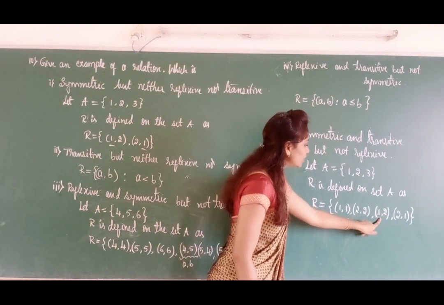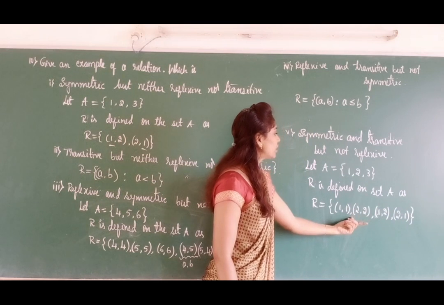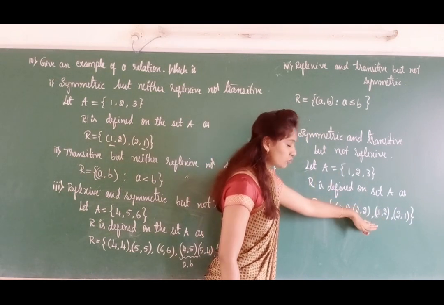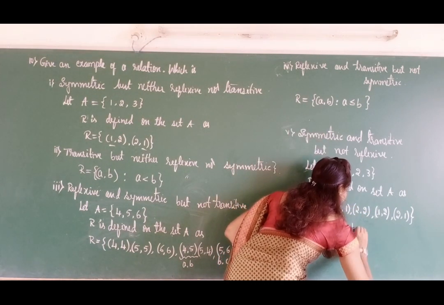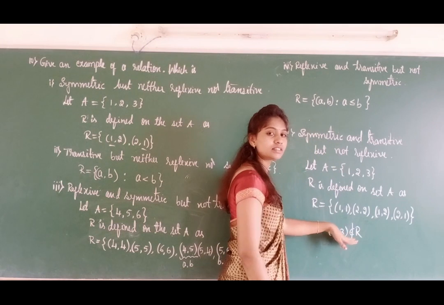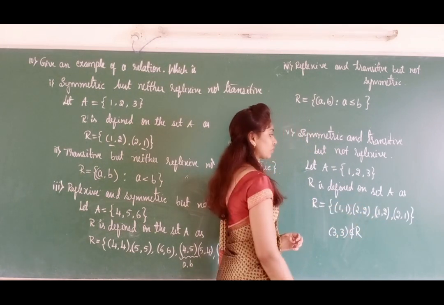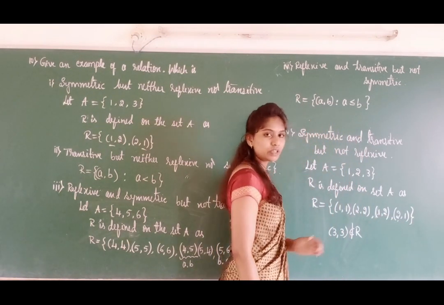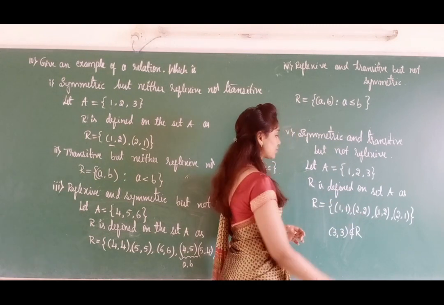So observe here, this is symmetric. Obviously this is symmetric, for all the elements 1 and 2 belonging to the set A. (1, 1) belongs to R, (2, 2) belongs to R, but (3, 3) does not belong to R. That's why this is not reflexive. (1, 2) is there, its reverse (2, 1) is there. So obviously this is symmetric. Then is it transitive? Let us check.